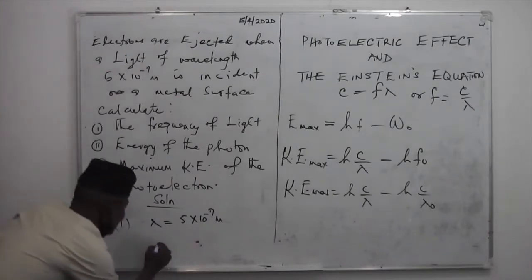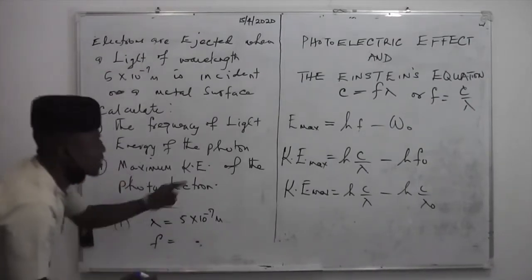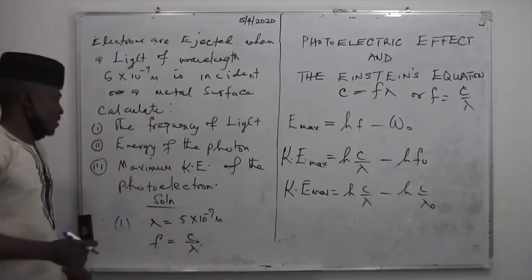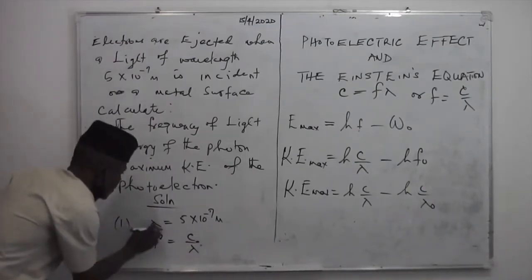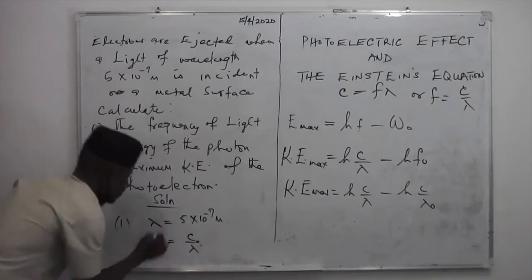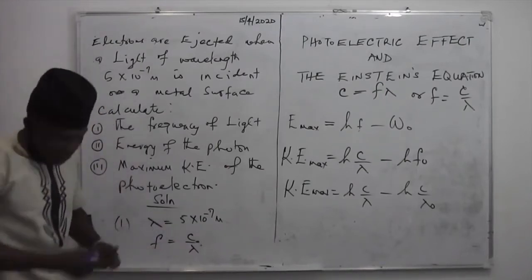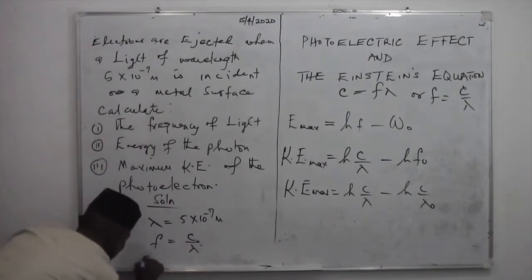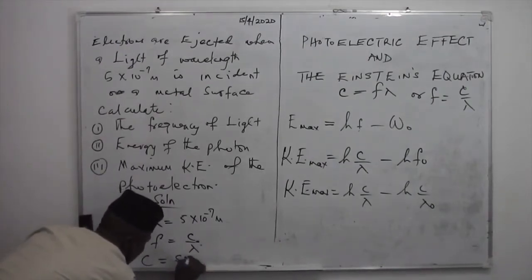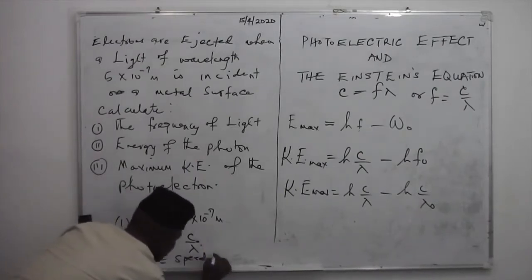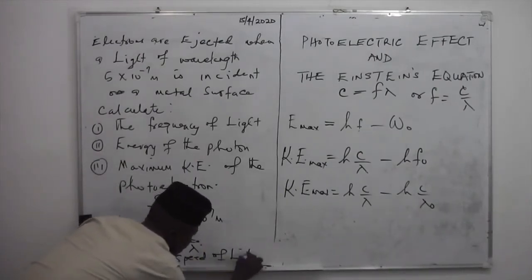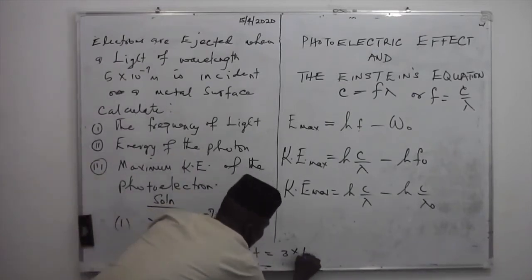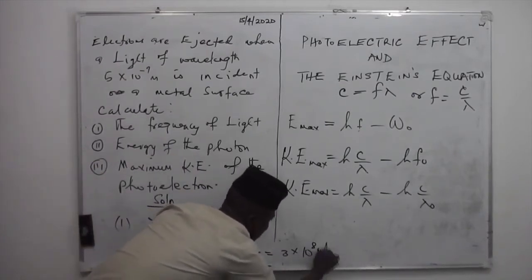The frequency of light, which is F, can be gotten as C over lambda. This is the lambda, the wavelength. And C is a constant called the speed of light, or speed of radiation. It is a constant equal to 3 times 10 raised to 8 meters per second.